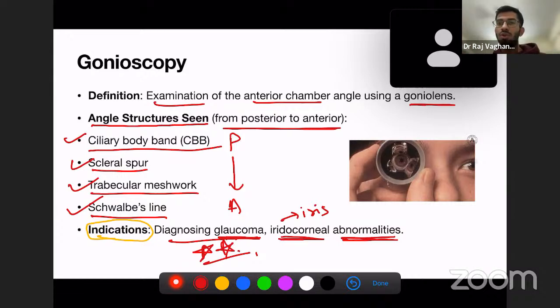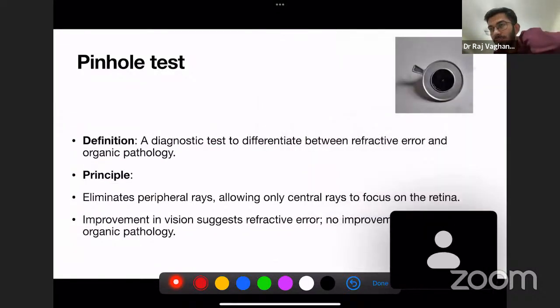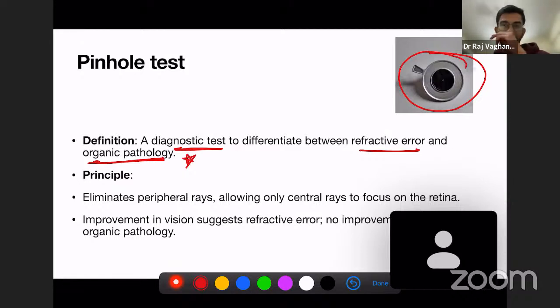So this was about gonioscopy. Now, the pinhole test. You must have seen this pinhole whenever you visited an ophthalmologist to get your power checked. Why is it known as a pinhole? Because it has a small, pin-sized hole in the middle. That's why it is known as the pinhole test. It is a diagnostic test to differentiate between refractive error and organic pathology.